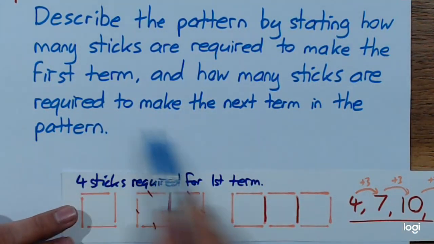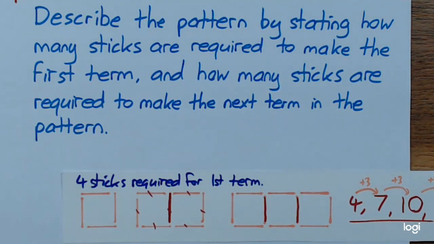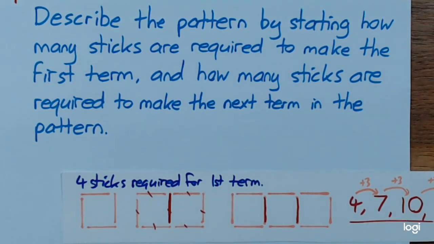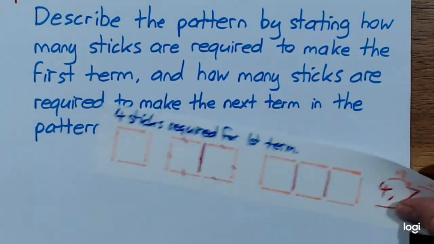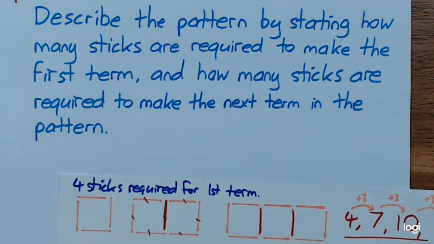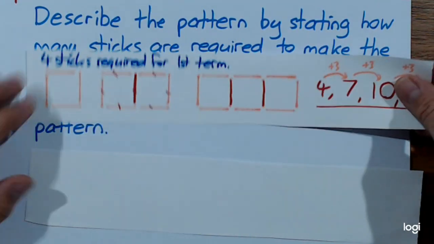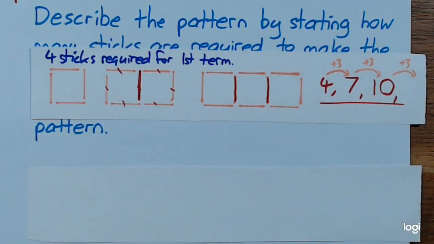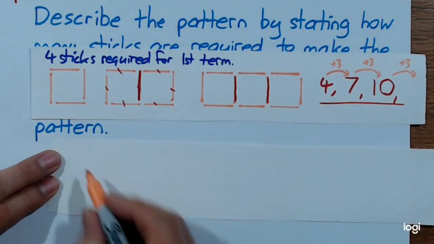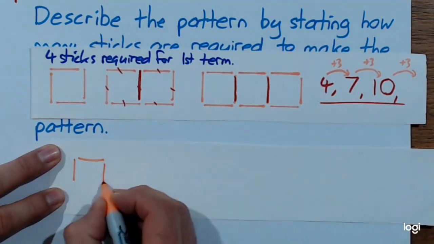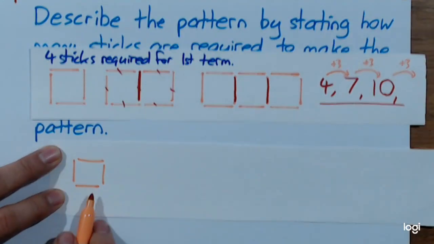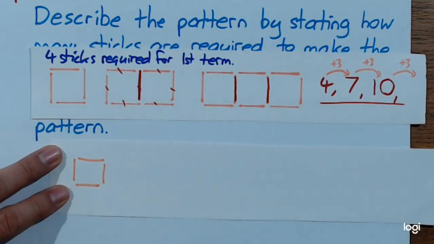And how many sticks are required to make the next term in the pattern. So no matter where you are in the pattern, if you wanted to make the next one, how would you do it? Well, let me just show you with a blank piece of paper here. Right, got a blank piece of paper. I'll leave this up here. So having made the first shape, how many extra sticks do I need to turn that into the second shape?